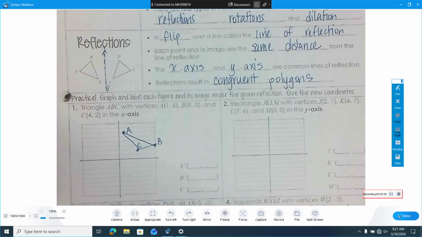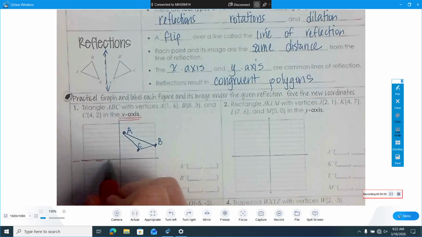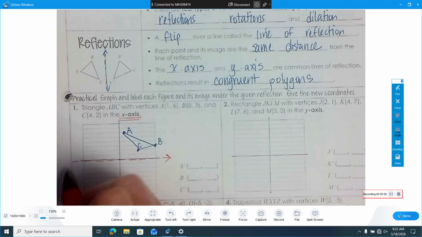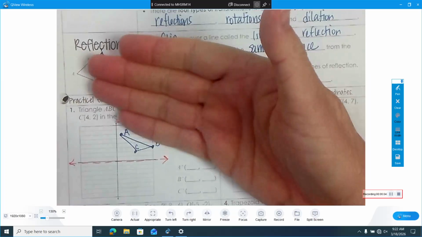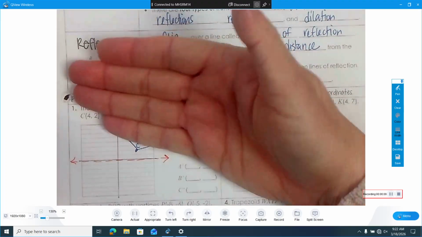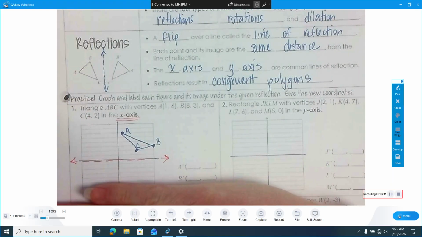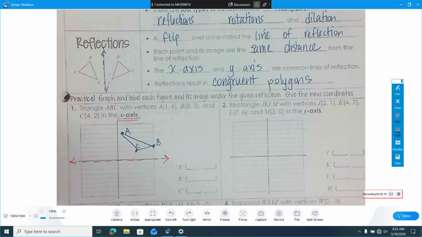And we are reflecting this figure over the x-axis. So right here is our x-axis, and this is our line of reflection. I'm taking this triangle, and we're going to reflect it over this line. And you see it's going to sort of flip over. Okay, it's a mirror reflection. So I'm going to graph that in pink.